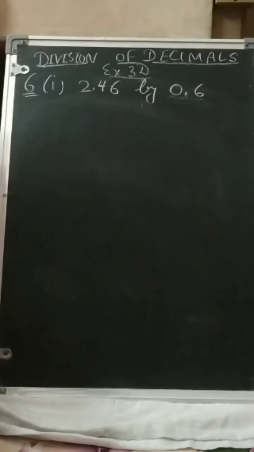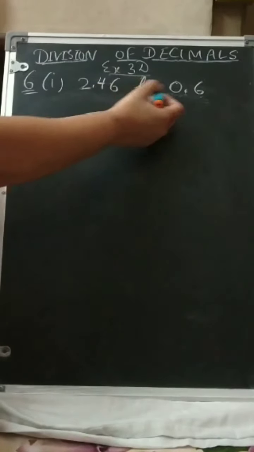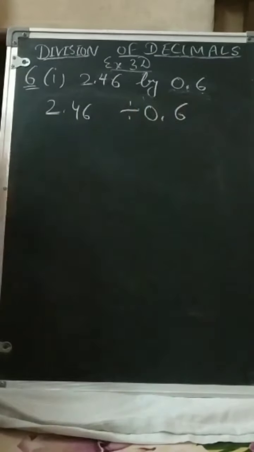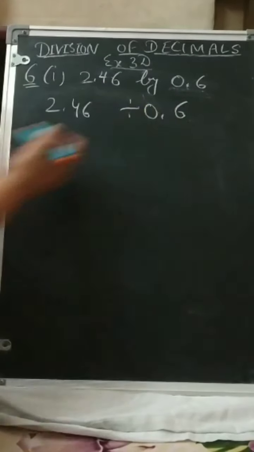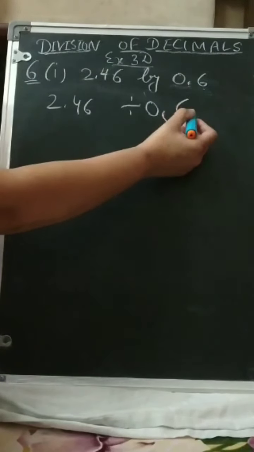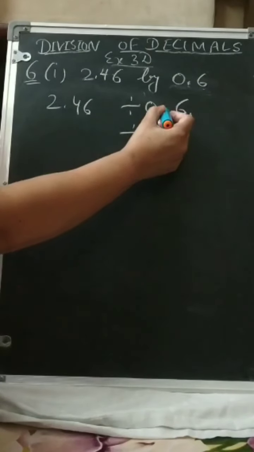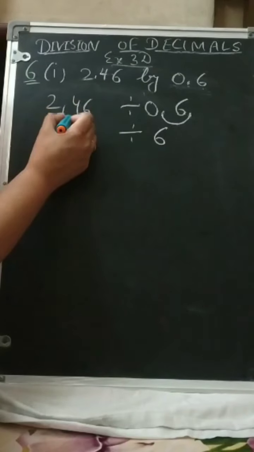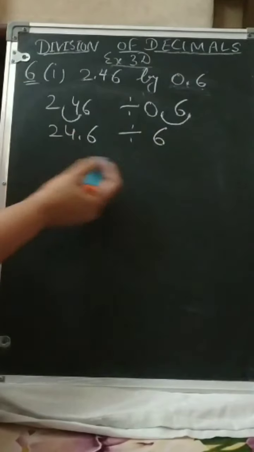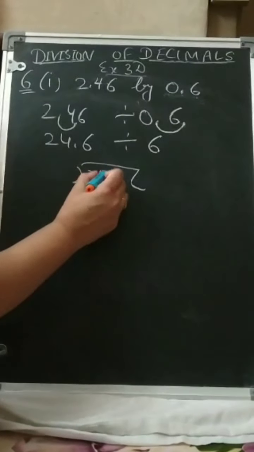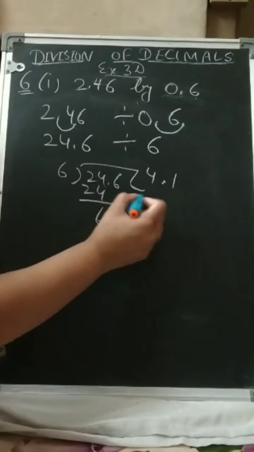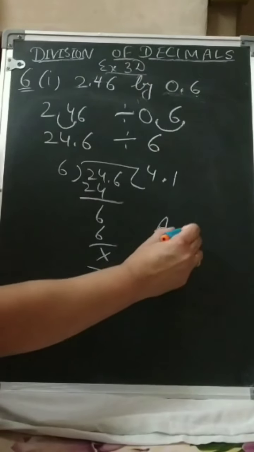Now in sixth question we will learn how to divide a decimal number by another decimal number. 2.46 divided by 0.6. So in the divisor, first of all we have to remove the point. So this point we will shift one step further, then the point will be removed and it will come simply 6 only. So here also we will shift one step further and it will come 24.6 divided by 6. Now further you know how to do. This is very easy and you will get the answer 4.1. This is your answer.